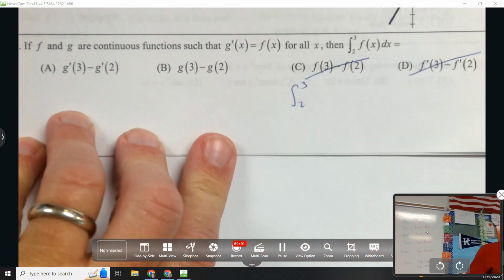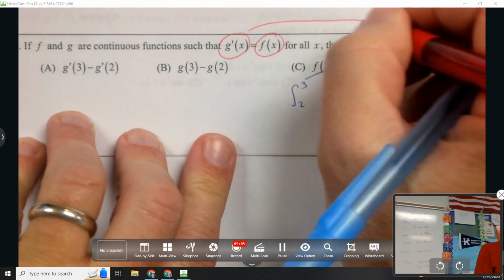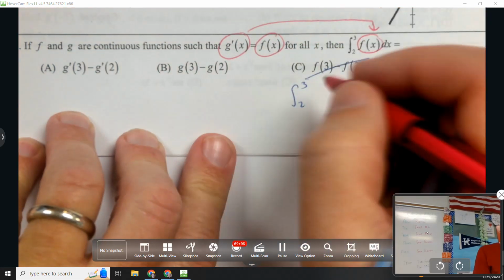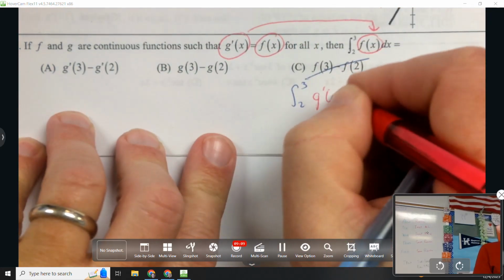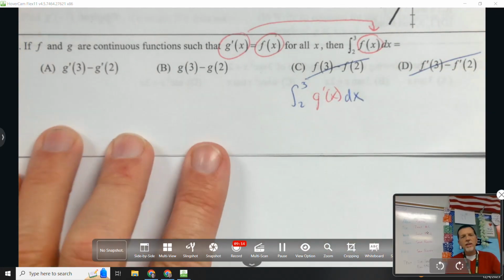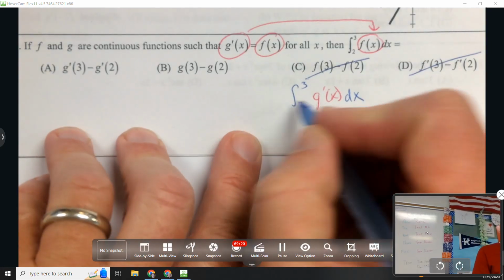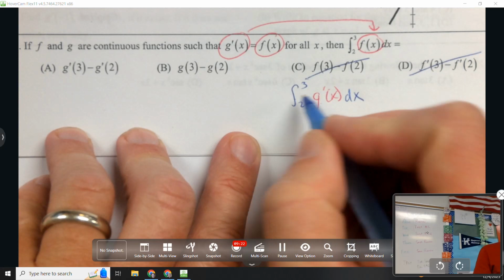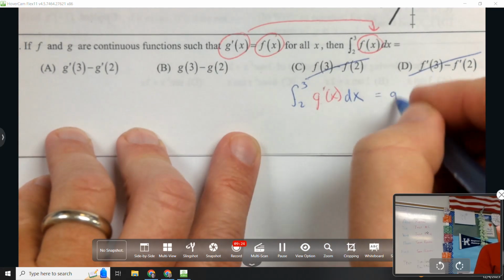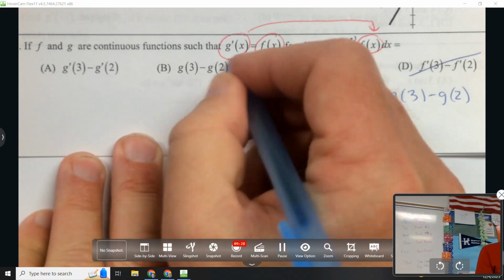Well, I'm just going to rewrite f as the same thing as g prime. So I'm going to just replace f with g prime. And I think that made my question a lot easier now, because now I've got the antiderivative of the derivative. So this I know how to handle. The antiderivative and the derivative cancel each other out. So g of 3 minus g of 2.